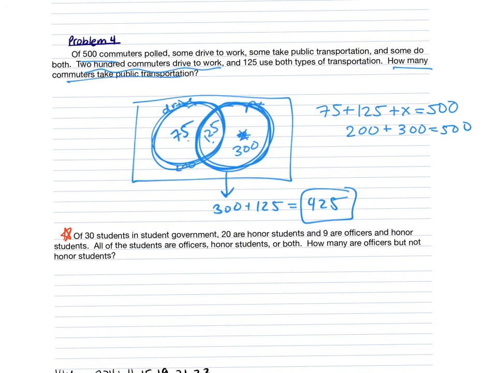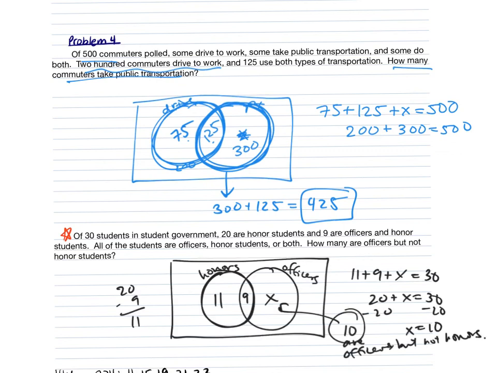So try this one on your own. This is of 30 students in student government, 20 are honor students, 9 are officers and honor students. All of these students are officers, honor students, or both. How many are officers but not honor students? So try it this way that I did it there and then see if you answer the question. This is a little bit different, right? This here was asking for this whole public transportation one. This one's asking for officers but not honor students. So press pause and try this one on your own and then check back for the solution.